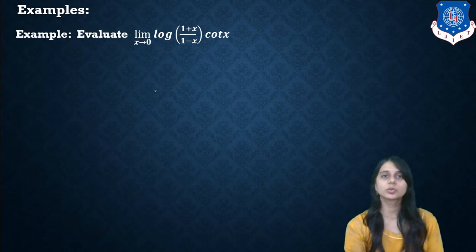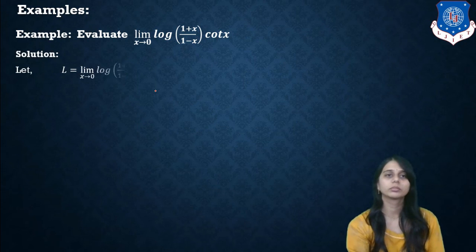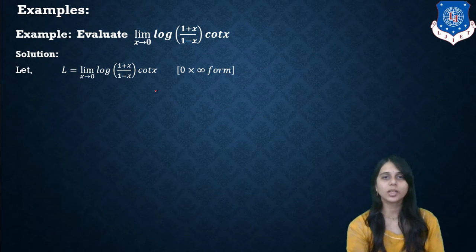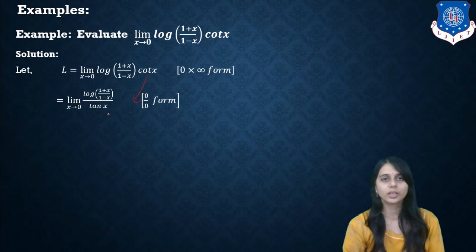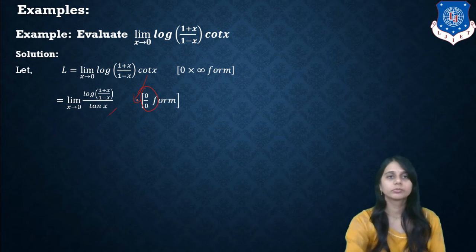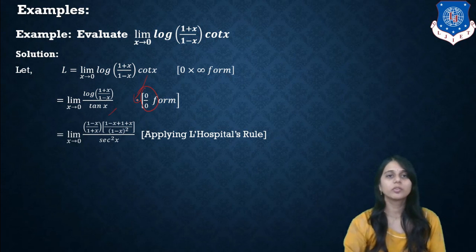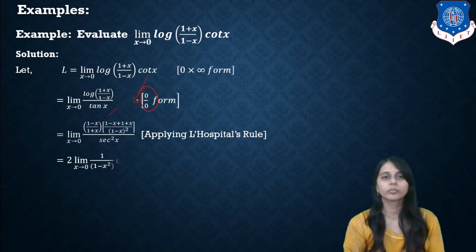Evaluate the limit as x tends to 0 of log(1 plus x) upon (1 minus x) into cot x. This is 0 into infinity form. We take f(x) upon 1 by g(x) formation. So what is 1 by g(x)? It is 1 by cot x, which is tan x. Now it is 0 by 0 form. By L'Hopital's rule, differentiate numerator and denominator. We get cos square x upon 1 minus x square, and applying x tends to 0, we get the answer as 2.